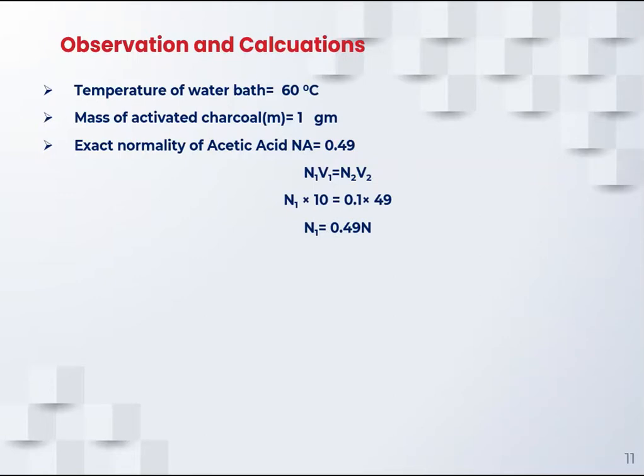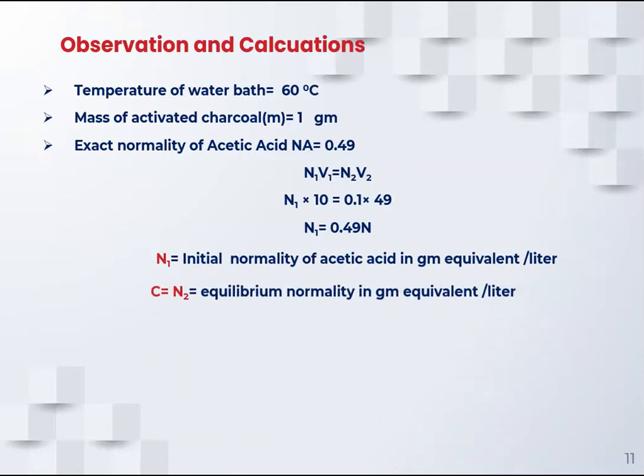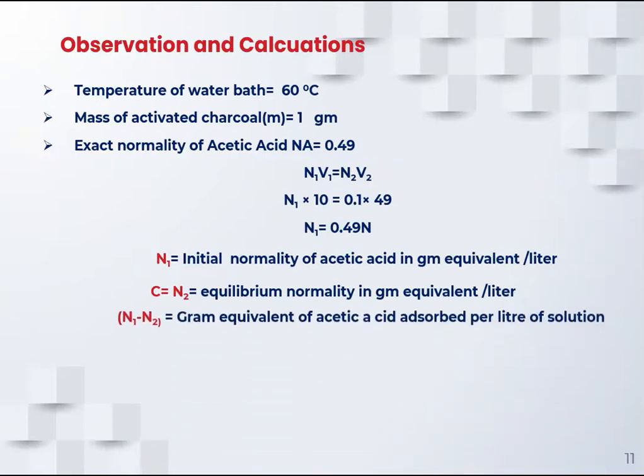this is the observed or calculated exact normality of prepared 0.5 normal acetic acid. So the N1 value is 0.49 normal. Then N1 is the initial normality of acetic acid in gram equivalent per liter. Then N2 is the equilibrium normality in gram equivalent per liter, and N1 minus N2 will give us the gram equivalent of acetic acid adsorbed per liter of your solution.